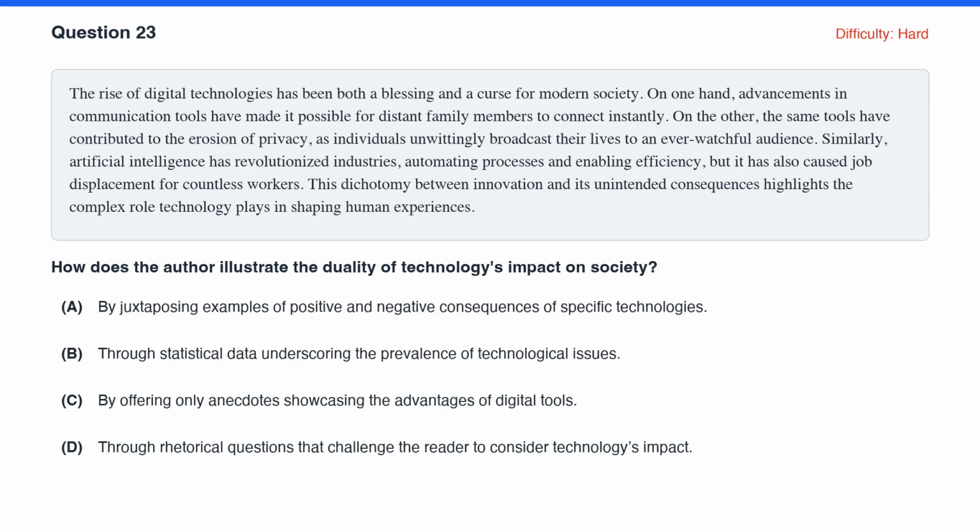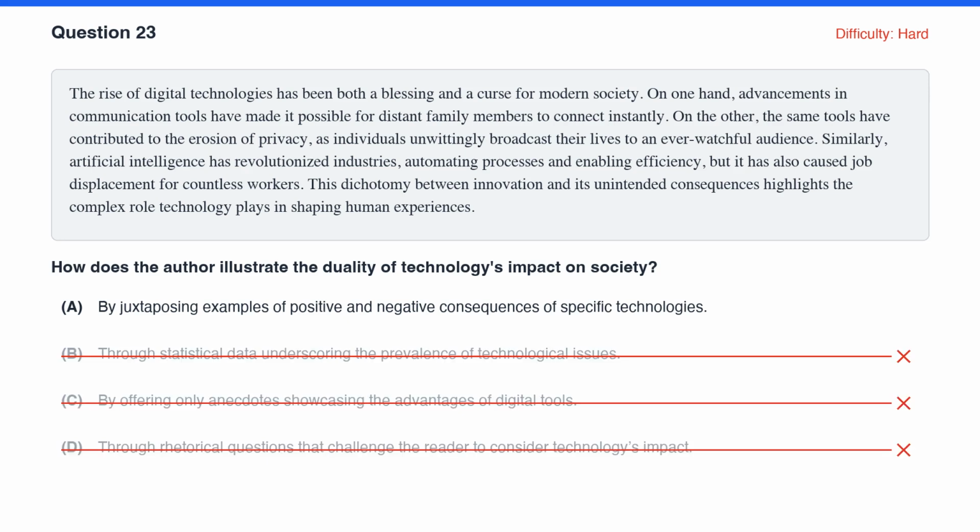We have four possible techniques: juxtaposing positive and negative consequences, citing statistical data, offering only positive anecdotes, or posing rhetorical questions. Our task is to match the author's actual method to one of these descriptions. Choice B fails because the passage contains no numbers, percentages, or statistical data at all. It relies on descriptive examples.